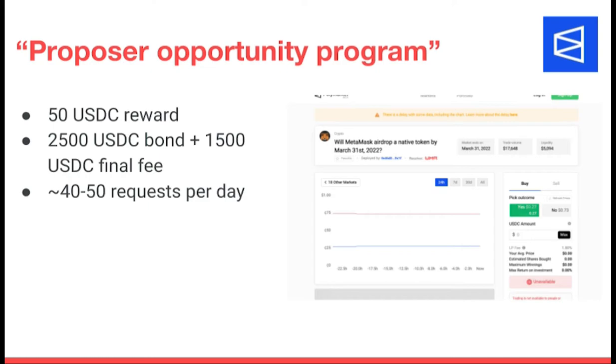When I say proposer opportunity program, it kind of implies that there's some sort of artificial incentive being injected here, but there's really not. This is entirely the way the optimistic oracle is intended to be used in terms of financial incentives. So I think the biggest question people would have, if they were interested in participating in the optimistic oracle and helping to secure it, would be, how do I get started?